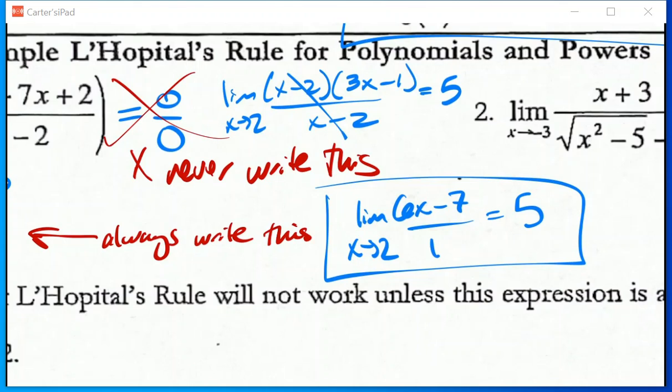Will there ever be a time on like the AP test where they ask for us to multiply it like by a conjugate? No. Nope. Yeah. Good cue.